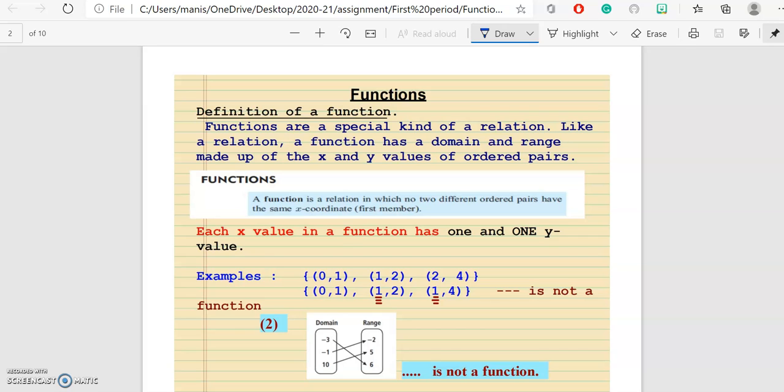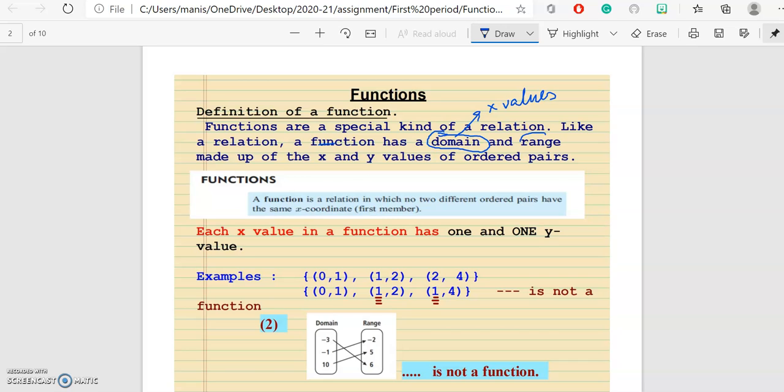What are functions? Functions are a special kind of relation. Like a relation, a function has a domain. Domain means what? Domain means your x values. Domain means all of your x values in the ordered pair.